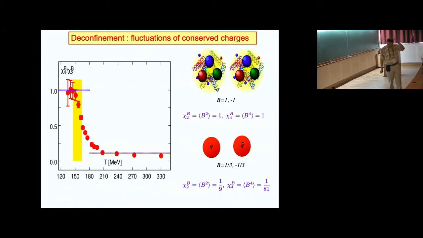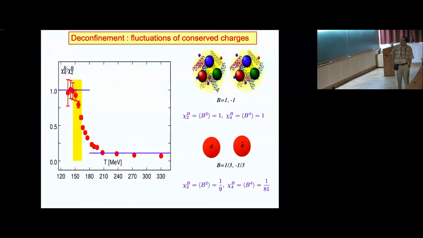Now, if you go to the quark phase, and again you treat the baryon charges classically, but now the baryon charge is carried by quarks, so a quark has 1/3 of the baryon number, or -1/3. Therefore, the second order fluctuation is 1/9, and the fourth order fluctuation is 1/81. So now the ratio of the fourth order to second order fluctuation is roughly 1/9, and that is shown as this blue line. And again, that's not very far from where the lattice results are.